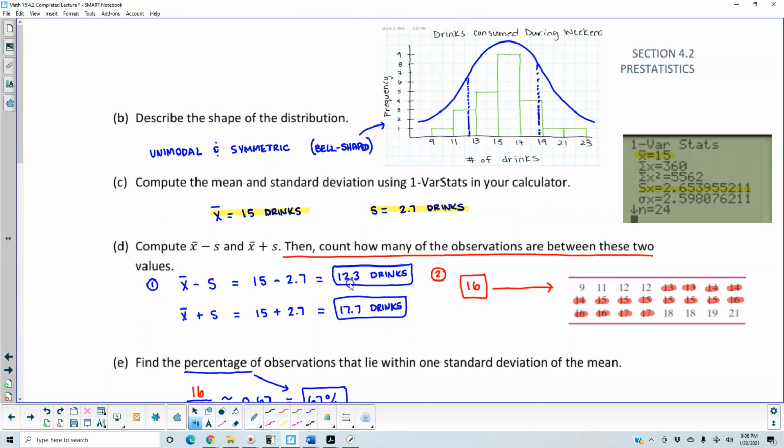Now, if we take a look at the values, we want to count how many of the observations are between these two values. Let's count all the numbers. We know 9, 11, and 12 cannot be included because they're below 12.3. But we can include everything from 13 to 17. We can't include anything further than that because it has to be between 17 and 17.7. If we count all these numbers, that means 16 are within one standard deviation away from the mean.